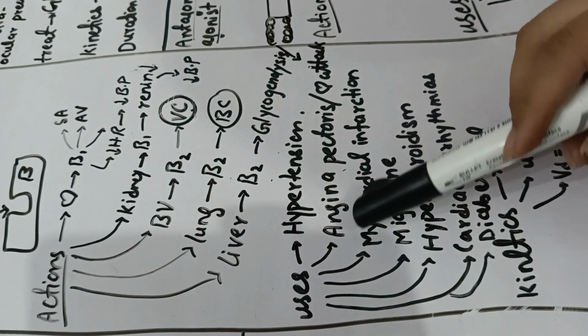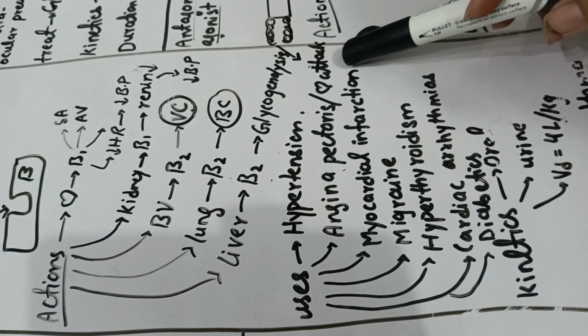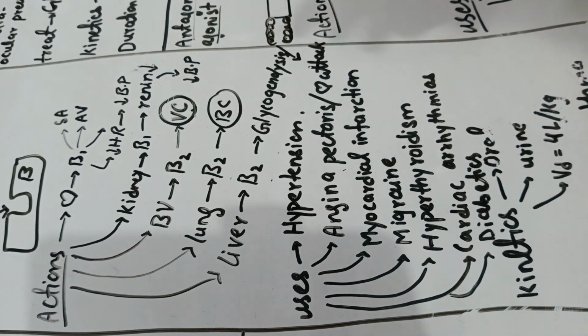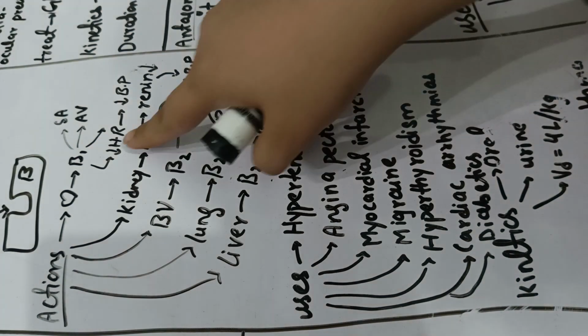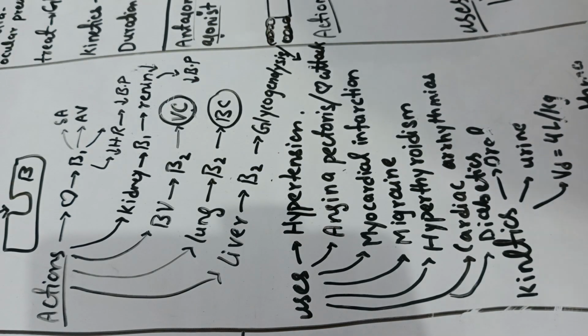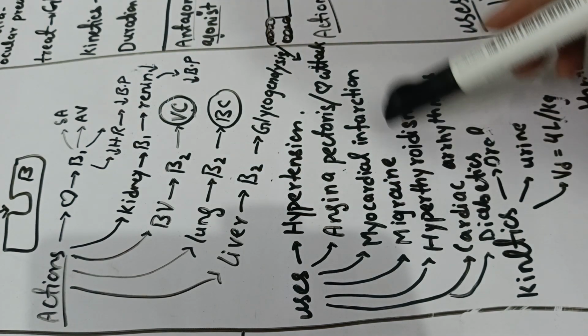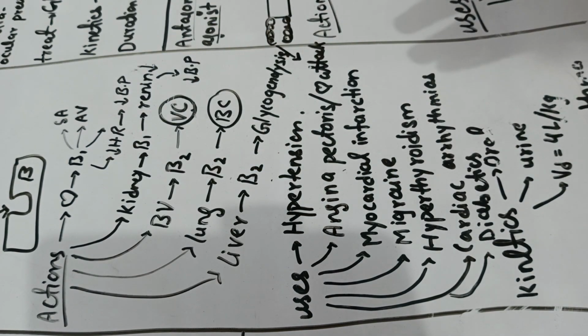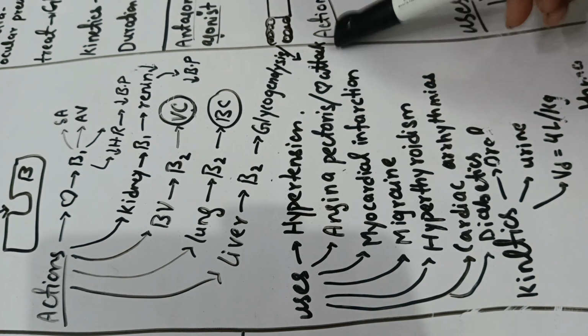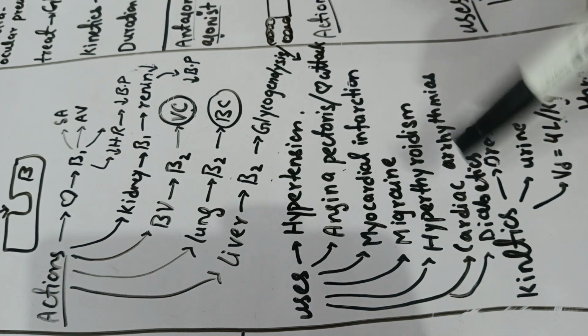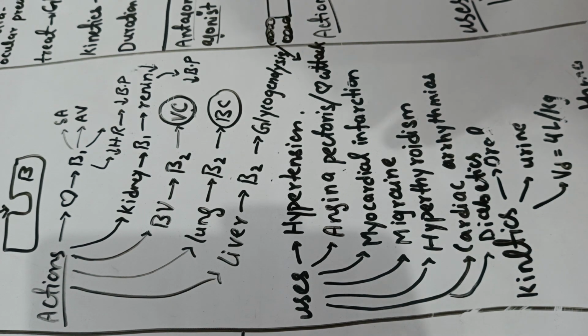It is also used in angina pectoris or heart attack. Heart attack is due to a high heart rate, so it is decreasing the heart rate, therefore it can be used. Second, myocardial infarction. The myocardial infarction is the first heart attack. So it is used in the chronic heart attack or the first heart attack, and it also helps to prevent the second heart attack, so it is very beneficial.